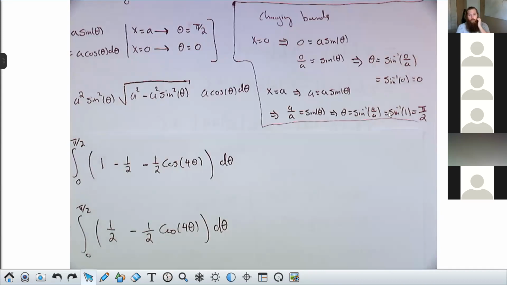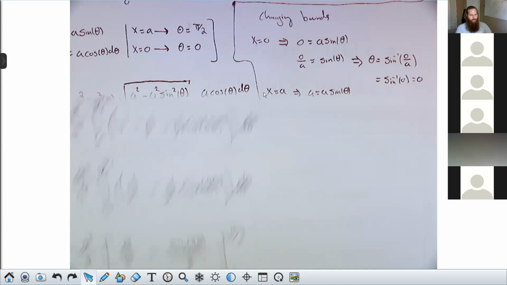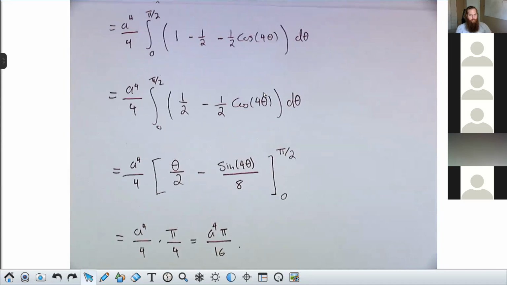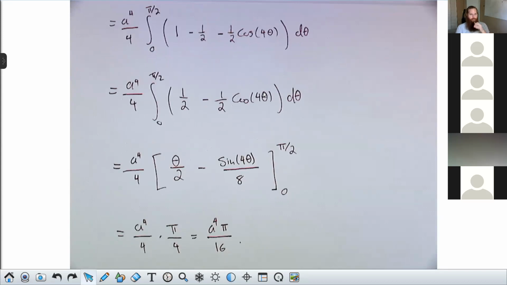Yeah, good question. Make sure you take your time changing these bounds. If you're not comfortable doing it in your head, like I did here, write it out. It's never a bad idea. Other questions or comments on this problem? Could I see the last part of the problem? Sure. Here were those last few steps. Okay, thank you.